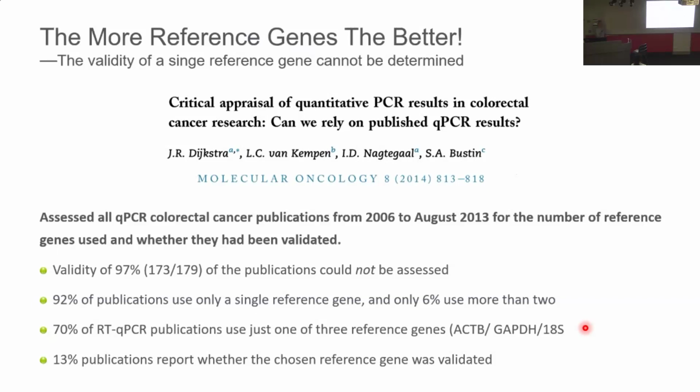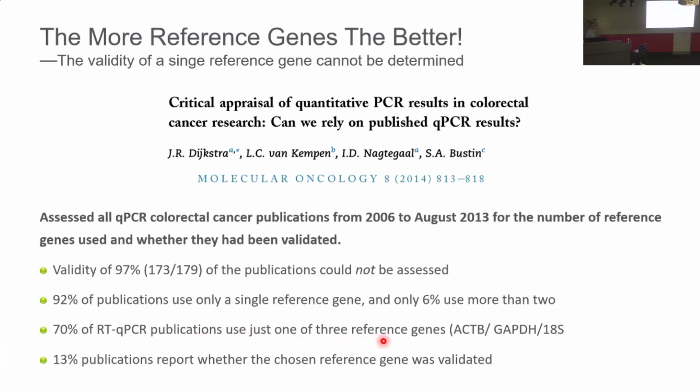This is interesting. Okay, you will not believe this if you haven't seen it before. Critical appraisal of qPCR results in colorectal cancer. You'd think colorectal cancer would be pretty serious stuff. And these guys assessed all qPCR colorectal cancer publications from 2006 to 2013 for the number of reference genes used and whether they had been validated. Validity of 97% of those publications could not be assessed. 92% used a single reference gene. So you know what? Throw them all away. And only 6% used more than two.